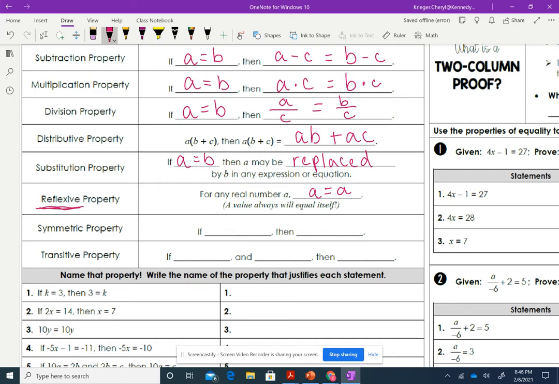Symmetric says if A equals B, then B equals A. This is what happens when you get something like 5 equals X, and then the next thing says X equals 5. And finally, the transitive property. We'll use this one a lot in geometry. If A equals B and B equals C, then A equals C.